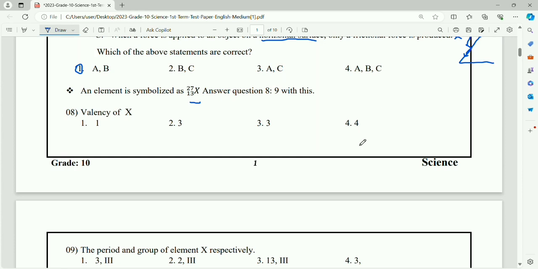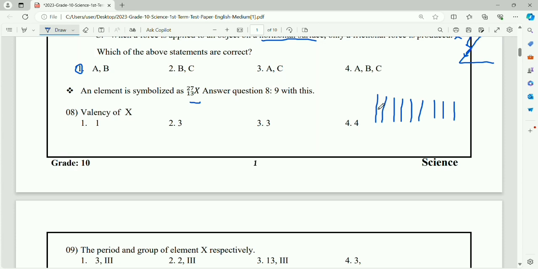There are 8 groups in the periodic table. How many groups? 8 groups. 1, 2, 3, 4, 5, 6, 7, 8.